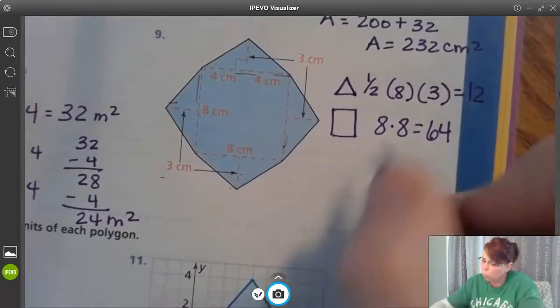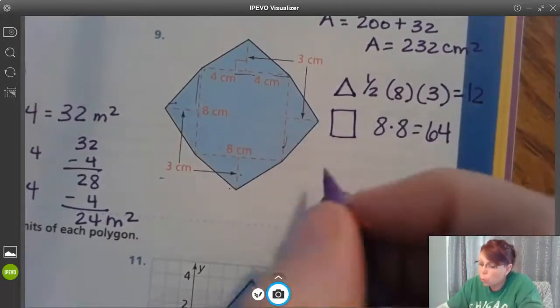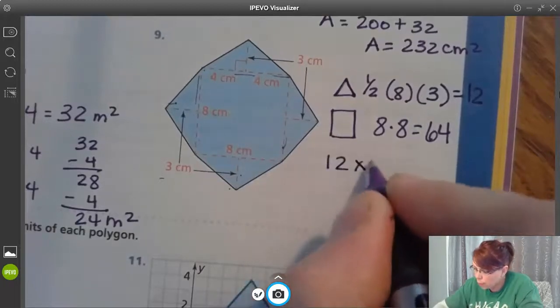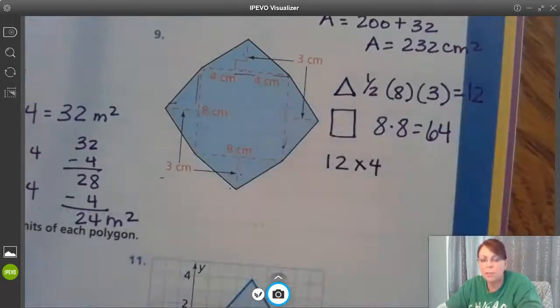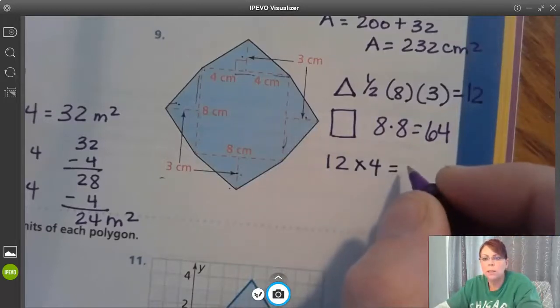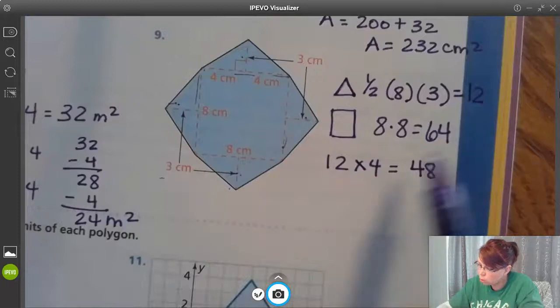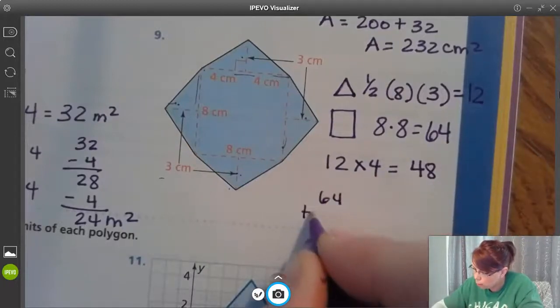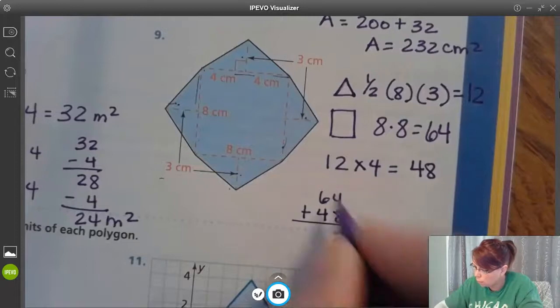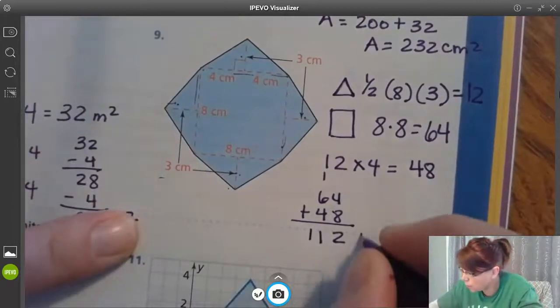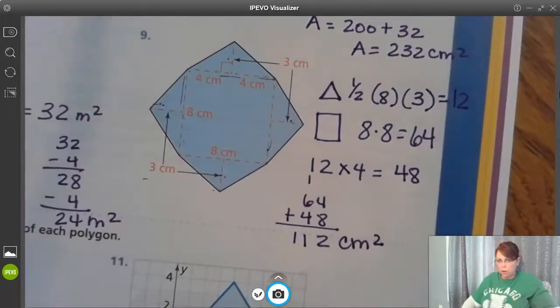Okay. Now, we only have one square, but we have 4 triangles. So we have 12 times 4. Each triangle has an area of 12. So 12 here, 12 here, 12 here, 12 here. 12 times 4, you guys can do it, 48. Okay, and now we're just going to add the triangles to the square. So 64 plus 48, 112, and our unit of measure is centimeters, so centimeters squared.